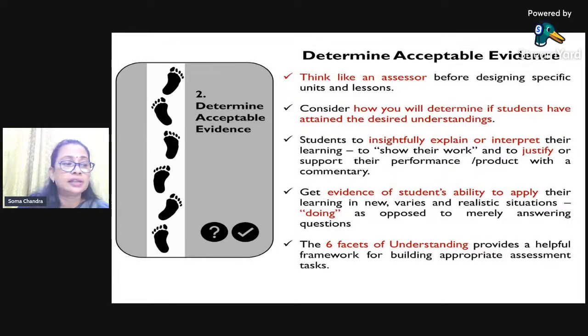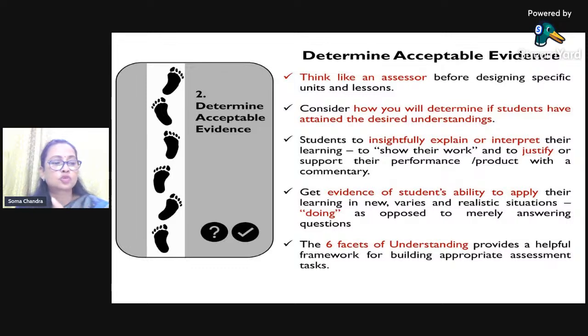So, determine acceptable evidence. Think like an assessor. Before designing specific units or lessons, consider how you will determine if students have attained the desired understanding. You can conduct a diagnostic assessment before beginning a chapter, and then you can plan accordingly. Students insightfully explain or interpret their learning, show their work, that can also be taken up. Justify or support their performance product by commenting, giving feedback.